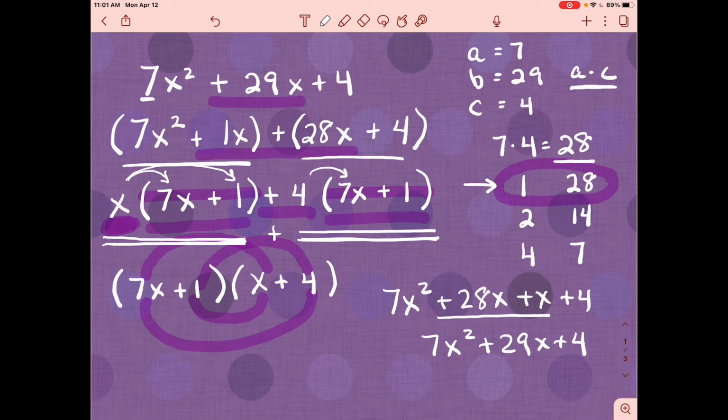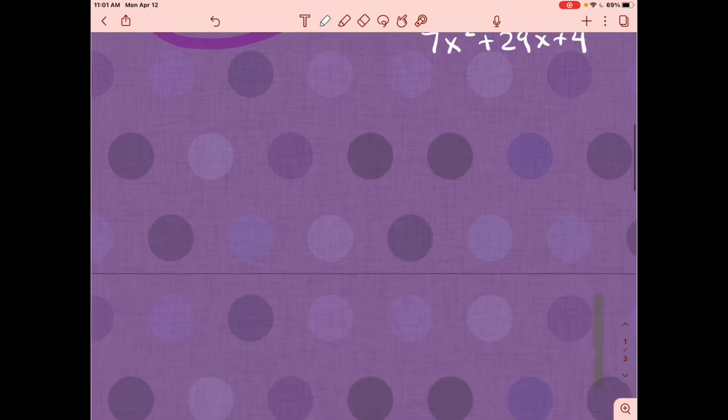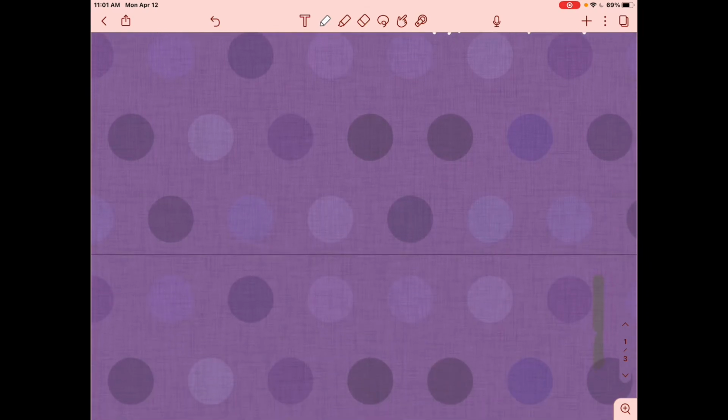The other method for factoring like this is to just come up with factors of 7, come up with factors of 4, and trial and error, put them in the right place until it actually works. It's crazy. So let's practice the AC method again. Let's do 3x squared minus 17x plus 20.